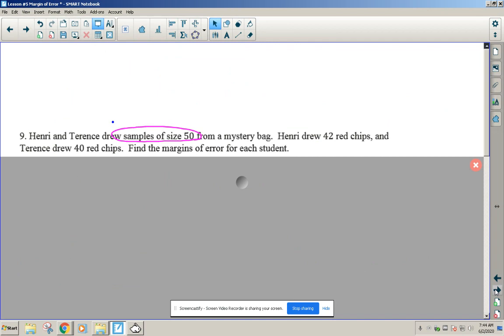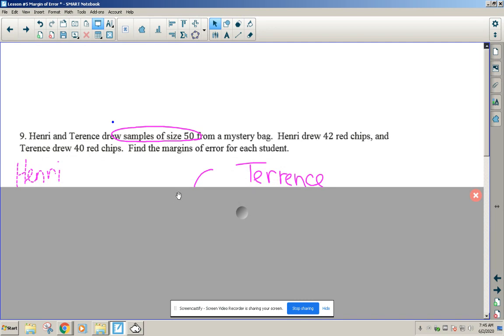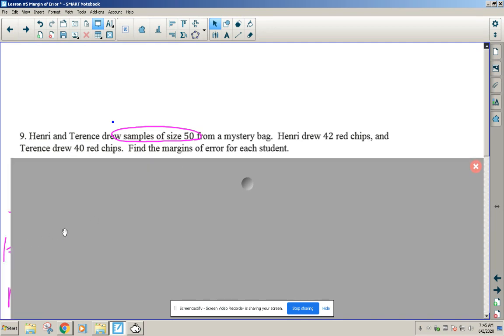So now here's another example. Example 9. Henry and Terrence drew a sample size of 50 from a mystery bag. Henry drew 42 chips and Terrence drew 40. So they both did their own experiment. Find the margins of error for each student. Well, let's talk about Henry and then you try Terrence. You should definitely turn off the video and try to do Terrence then.